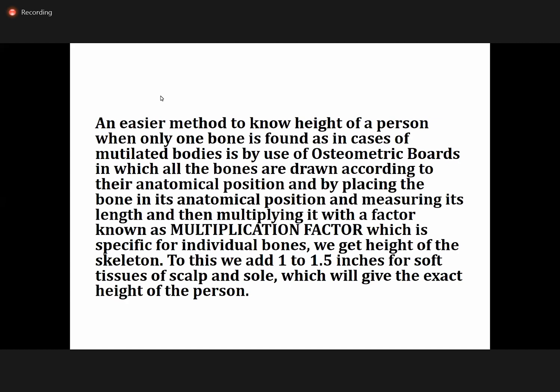All bones are drawn according to their anatomical position, placing the bone in anatomical position and measuring the length. You measure the length and then multiply it with a factor known as the multiplication factor. This factor is constant and specific for individual bones, so we get the height from the skeleton. Then you have to add 1 to 1.5 inches for the soft tissue of the scalp and the sole, because you are measuring a skeleton.